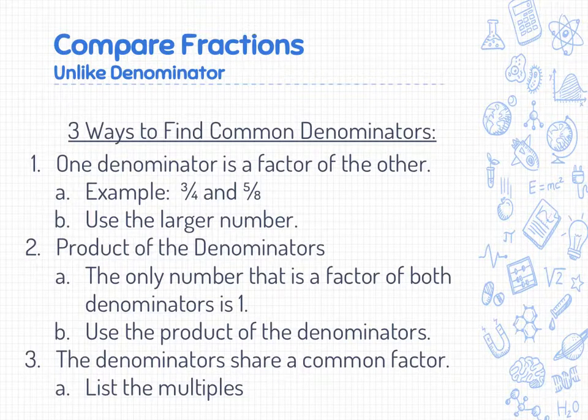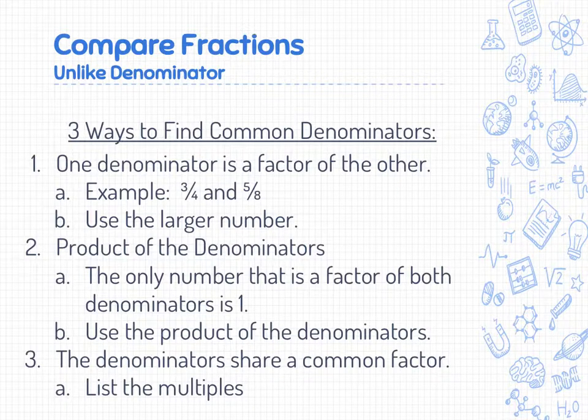So number 1 says here, one denominator is a factor of the other. A quick example, and I'll go into this in more depth, is the fraction pair 3/4 and 5/8. Because 4 goes into 8 evenly, we would just use 8 as the common denominator, and we only have to change one of the fractions.